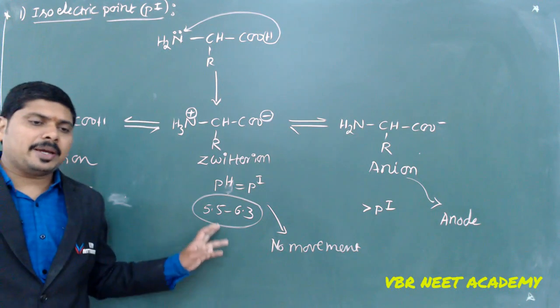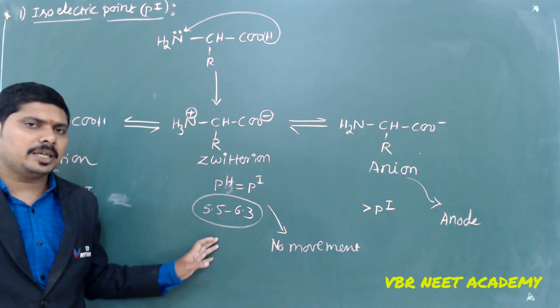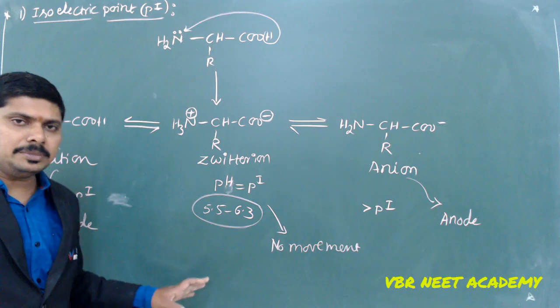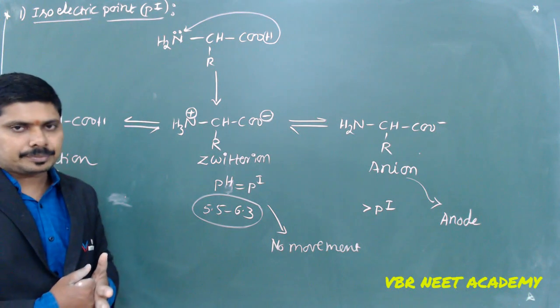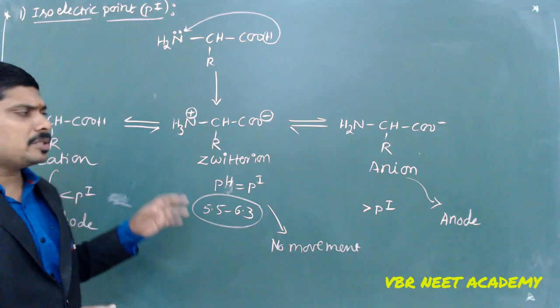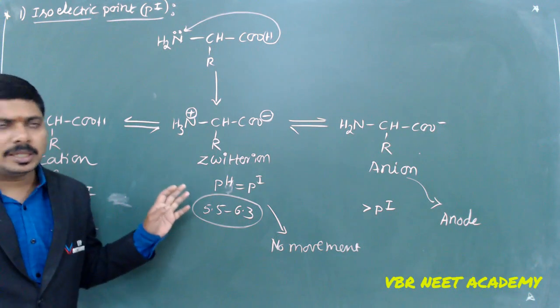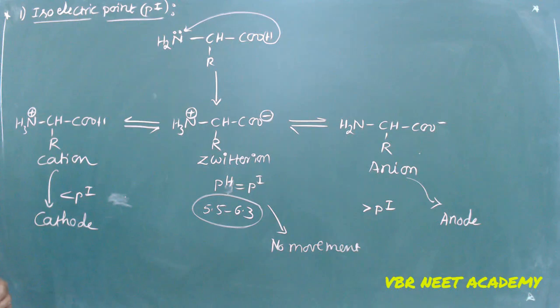At Pi, the amino acids have less solubility, so that we can separate them. Understand this particular point about the isoelectric point. These are the points you are supposed to remember.